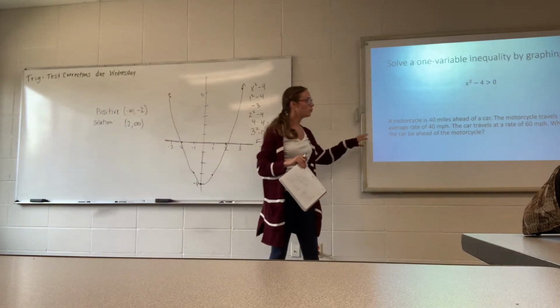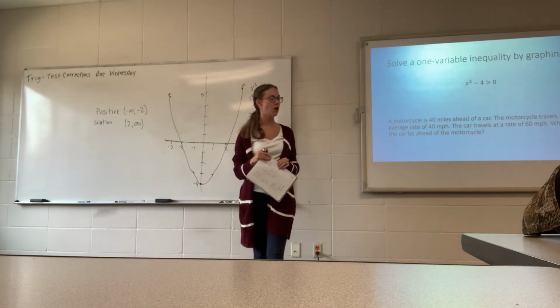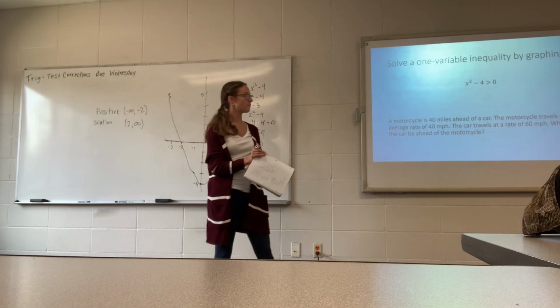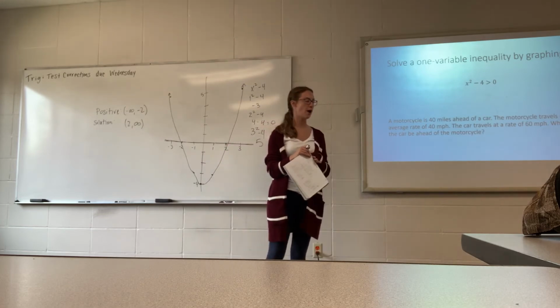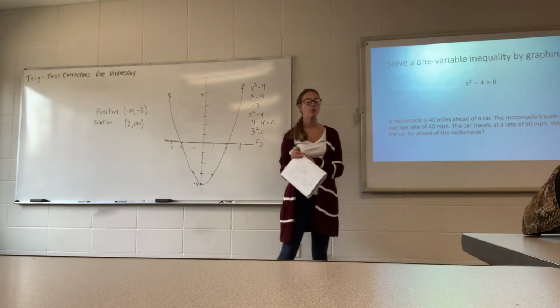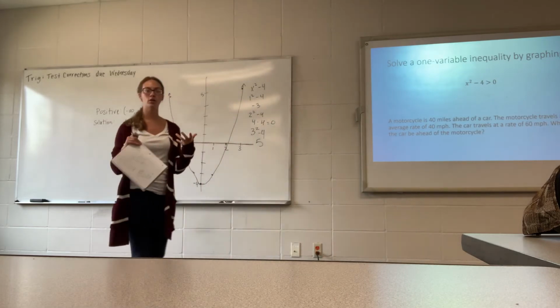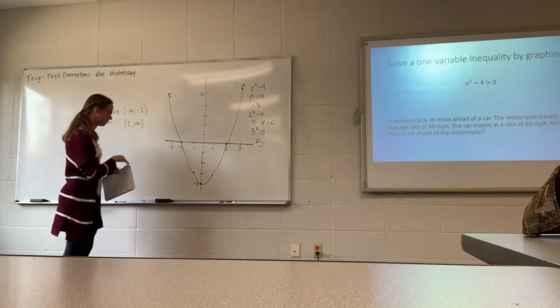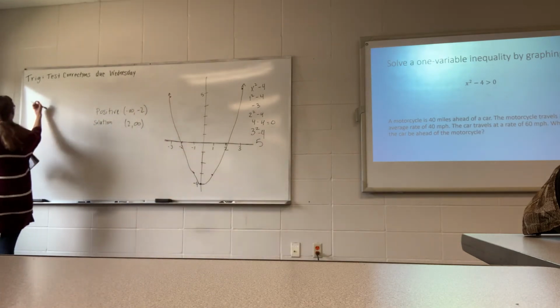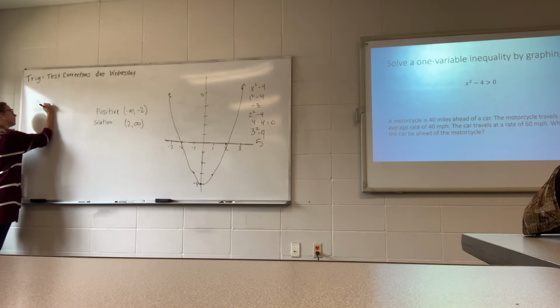Then we have a word problem. It says a motorcycle is 40 miles ahead of a car. The motorcycle travels at an average rate of 40 miles per hour. The car travels at a rate of 60 miles per hour, and we're trying to figure out when the car will be ahead of the motorcycle. So we want to graph these. So I have my car and my motorcycle.